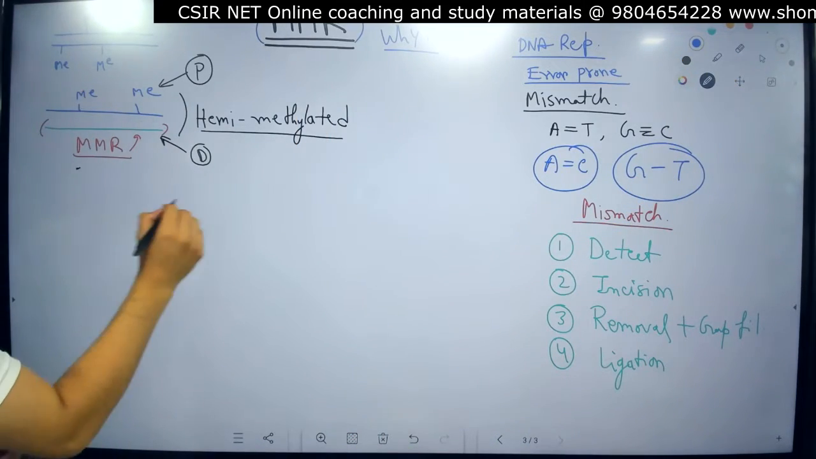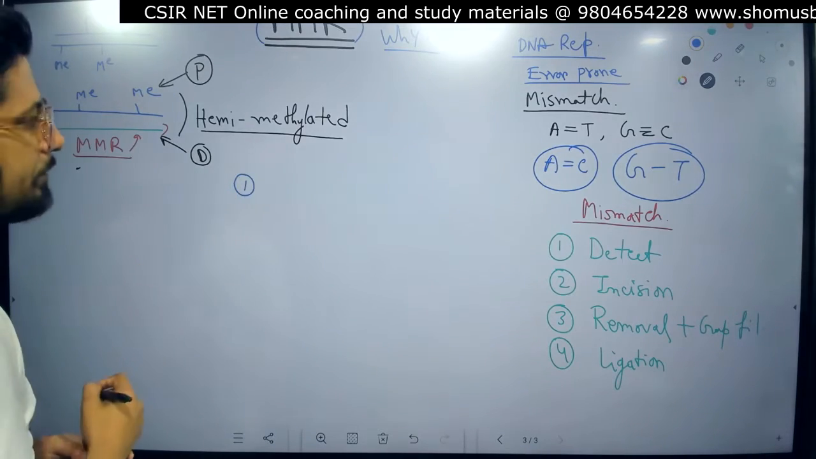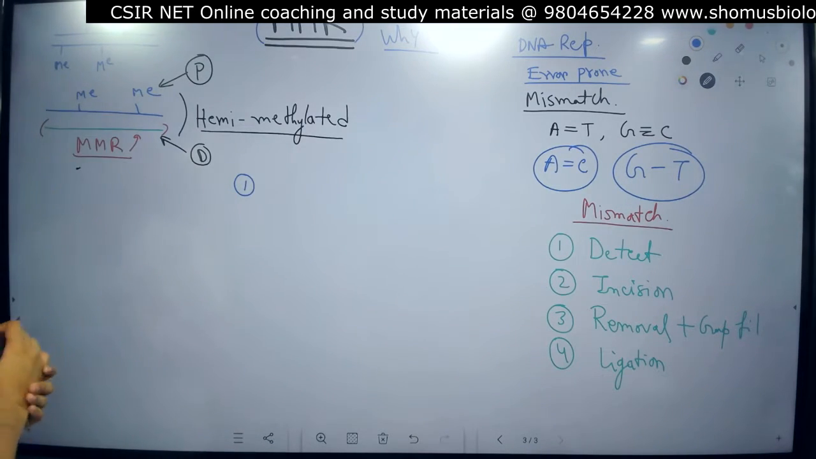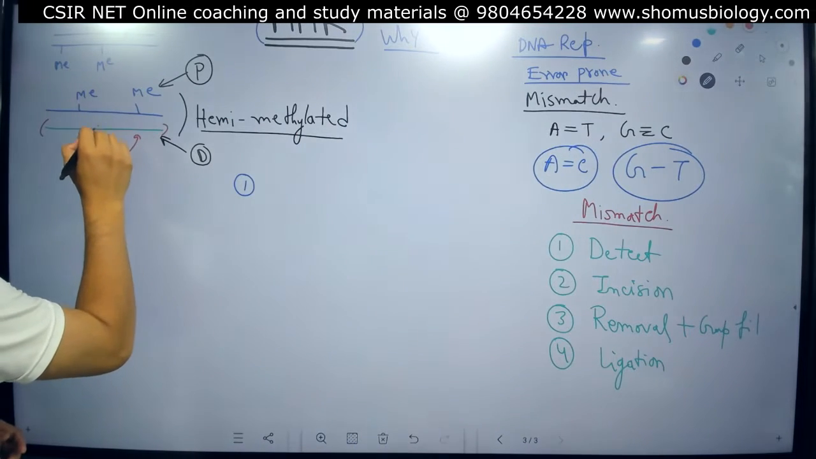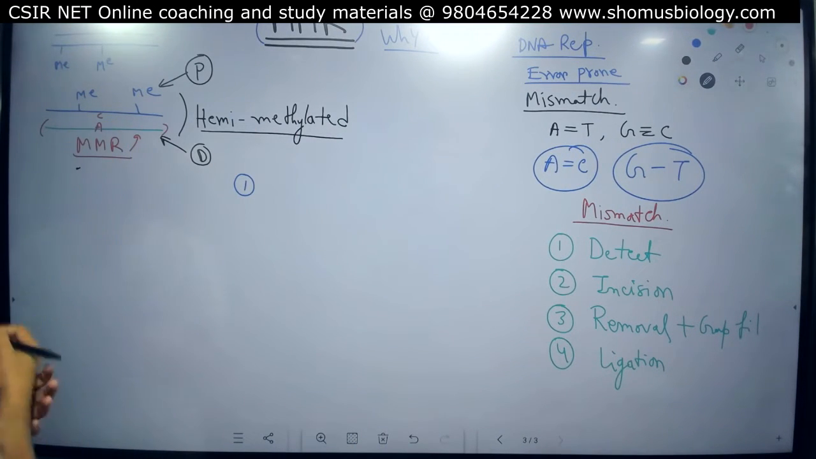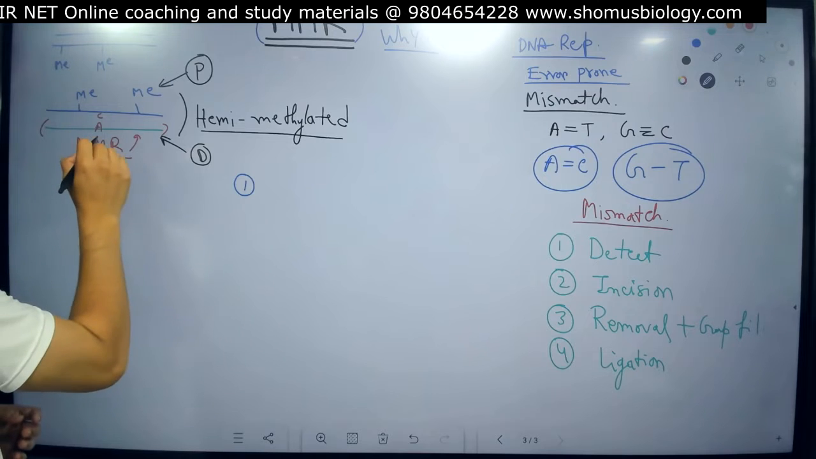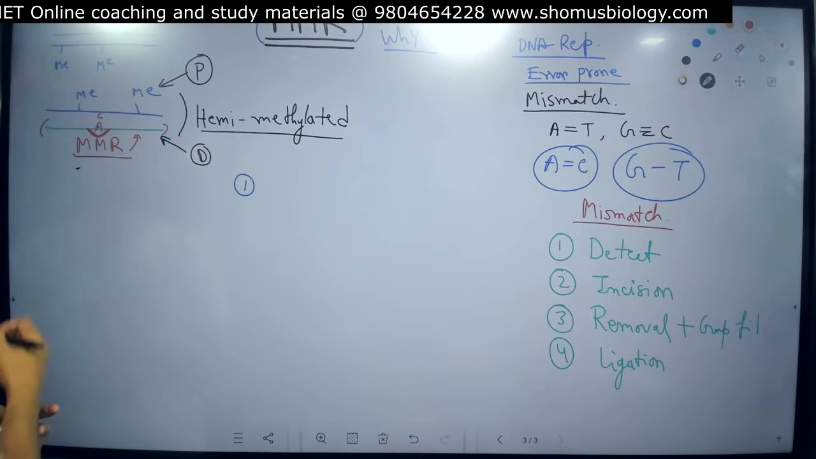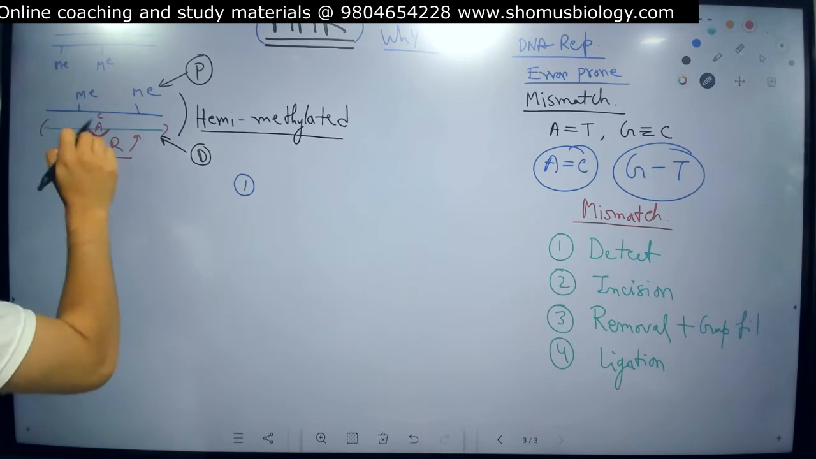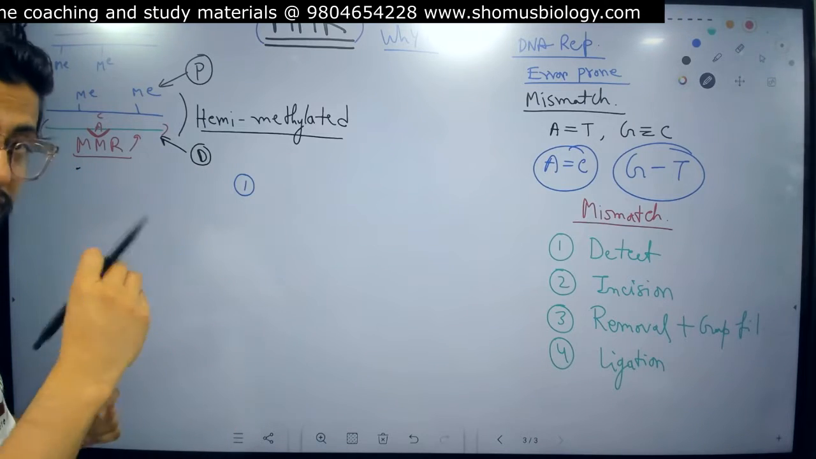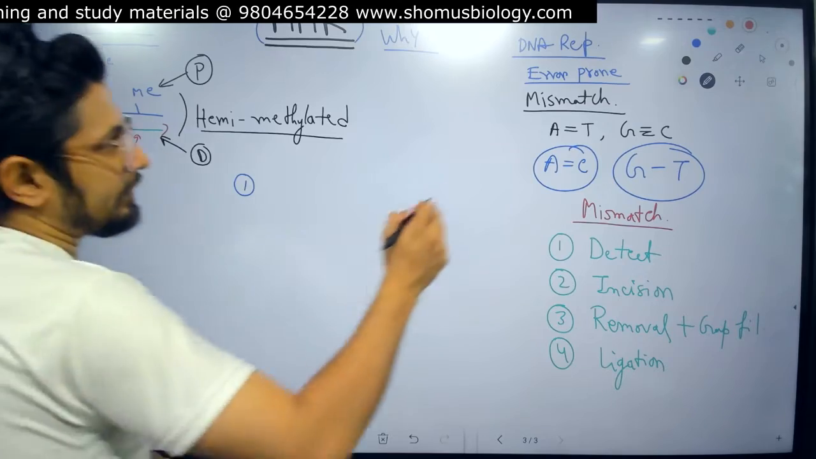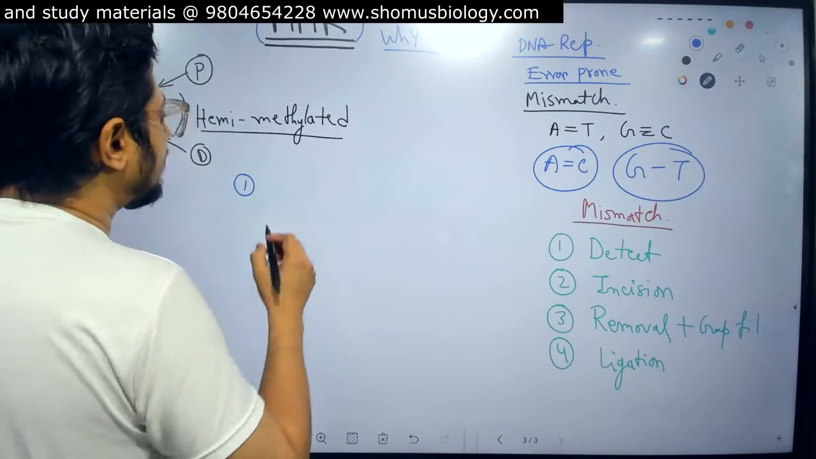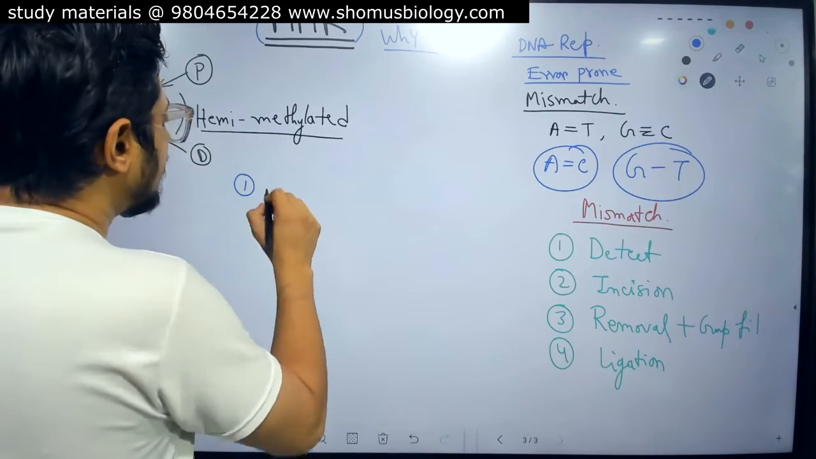Starting with the very first step, which would be the recognition of the damage. Let's imagine there is a mismatch, and let's say the mismatch is here, A with C. This is a particular mismatch. The mismatch means this particular portion of the DNA should be cleaved out, this nucleotide should be cleaved out, and a new nucleotide will be in this place. So the very first step is recognition, and the recognition process is done by the Mut protein.